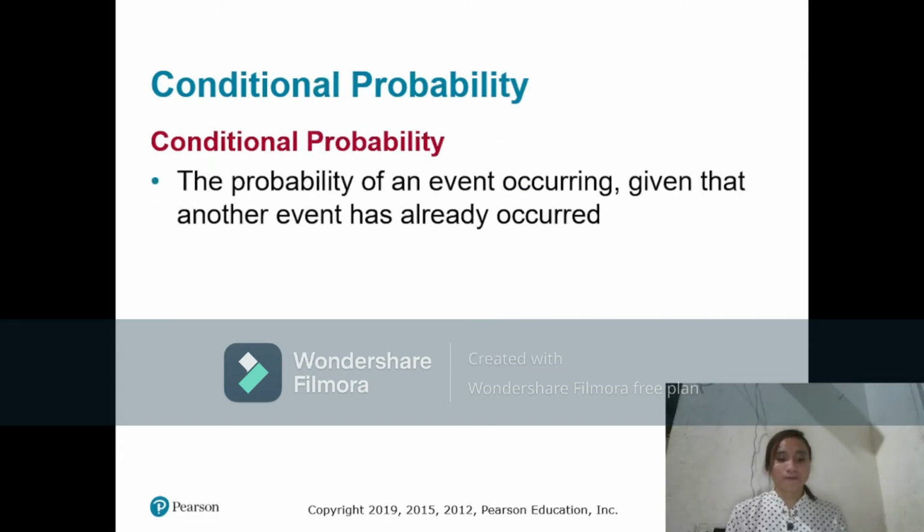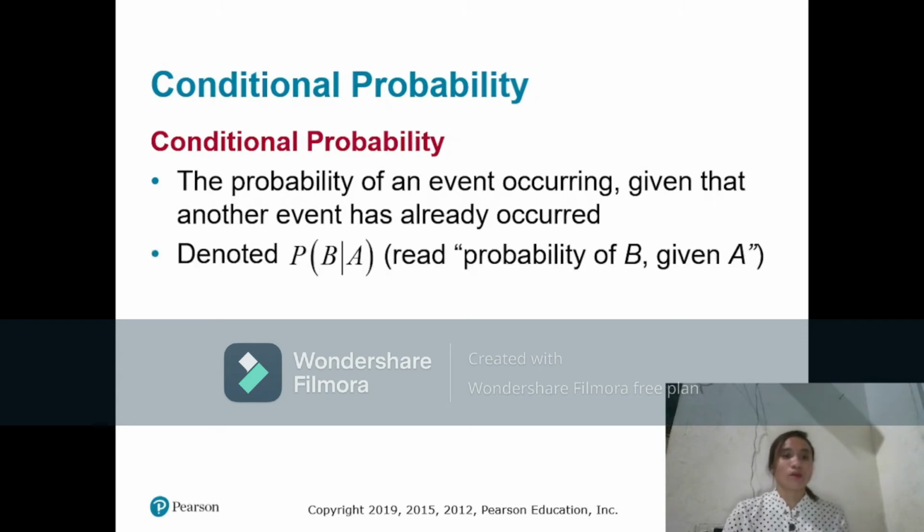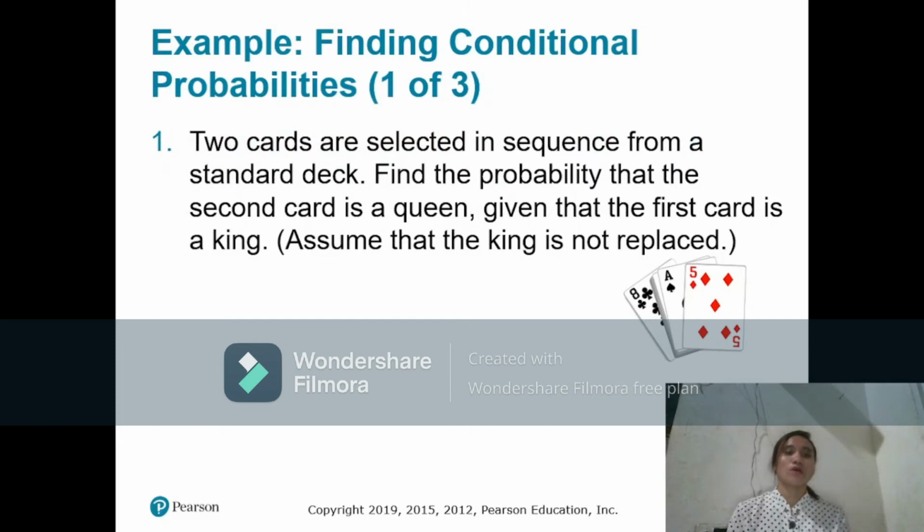Conditional probability is the probability of an event or outcome occurring given that another event has already occurred. Note: probability of B given A. For example, two cards are selected in sequence from a standard deck. Find the probability that the second card is a queen given the first card is a king. Assume that the king is not replaced.